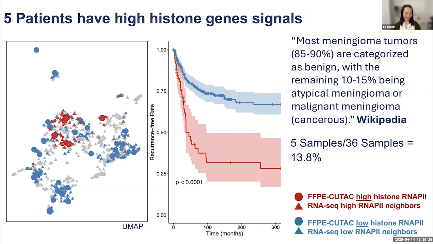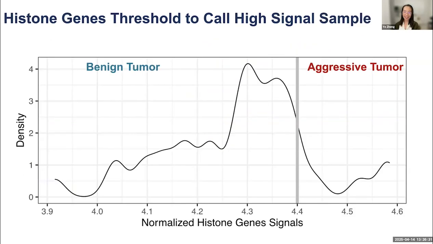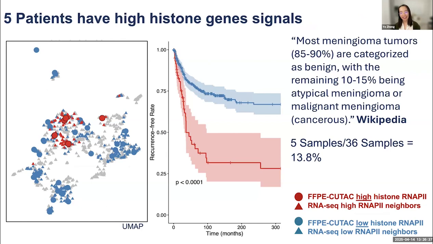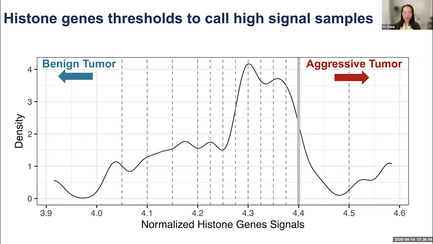So you probably want to ask, the way you set the threshold is so arbitrary and data-driven. What if I want to set a more stringent or more relaxed threshold? What will happen? The consequence is how to set a threshold that has clinical indication, which needs more samples. Imagine now we only have about 30 meningioma samples. It's very hard to propose a universal threshold that doctors can use in the clinic. But what we think matters is the order of the samples ranked by the histone gene signal. The order matters more.